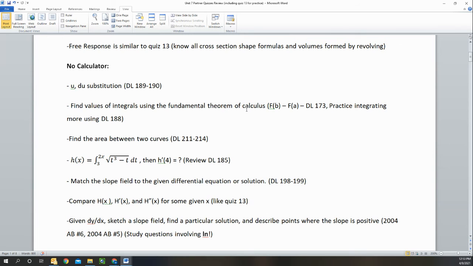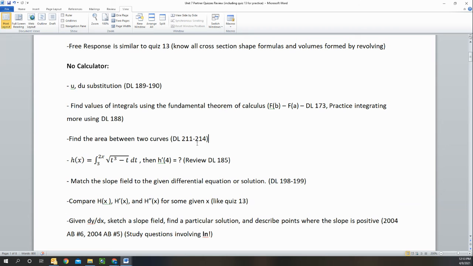Find the values of integrals, remembering the fundamental theorem of calculus. When you have an integral and you're trying to solve and actually get a number, there are two ways you can do that: area under the curve, and the other way is to do the antiderivative, F of b minus F of a. That's what I'm talking about right here. It says daily lessons 173, but the ones on the partner quiz will be some other things too, like e's and natural logs and those kinds of things. So if you have questions, again, let me know.